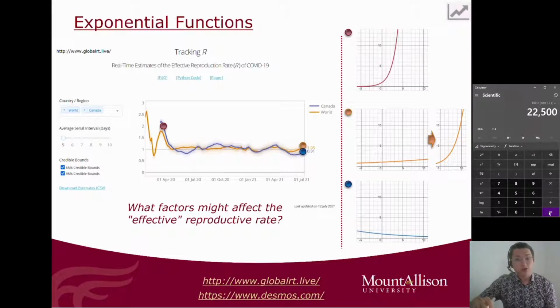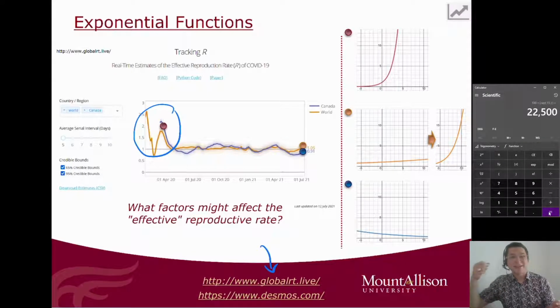So this is a graph that I got from this website right here, looking at how in the COVID pandemic it changed up until July of 2021. And so early on you can see that there was a really high reproductive rate, but then with different public health initiatives, they were able to reduce it. And so I might ask you to think about what are at least a couple of factors that might change the effective reproductive rate of something like COVID in a pandemic.